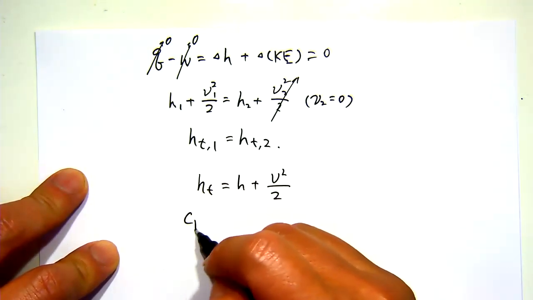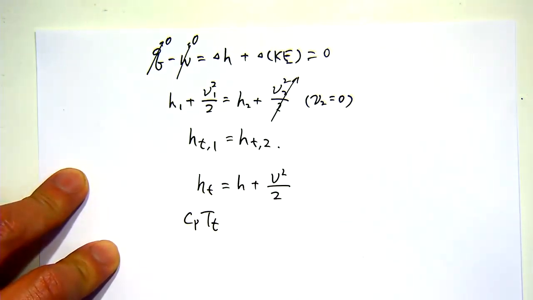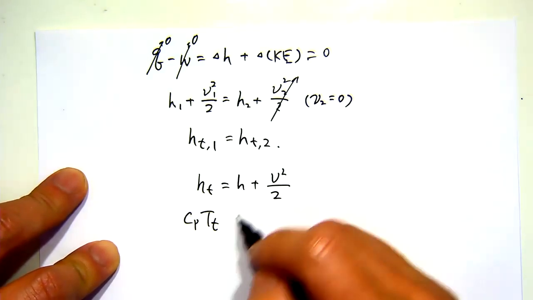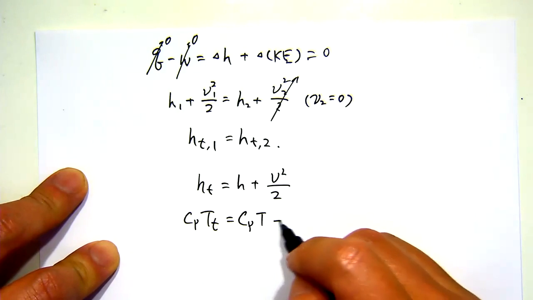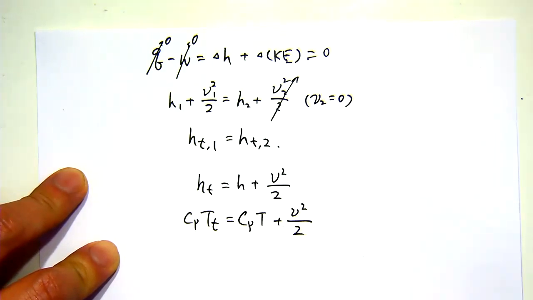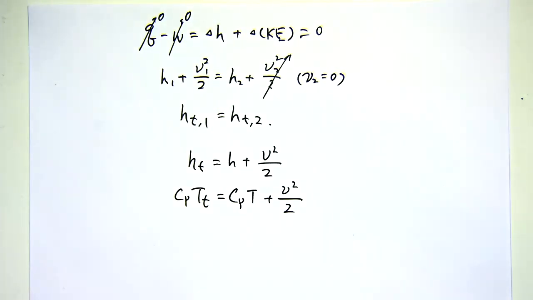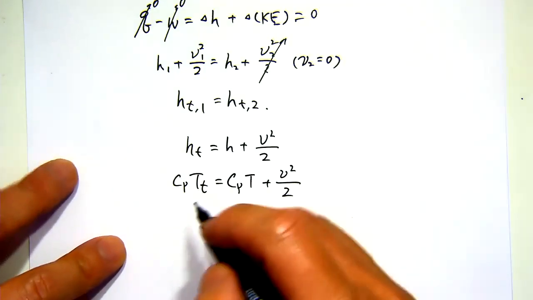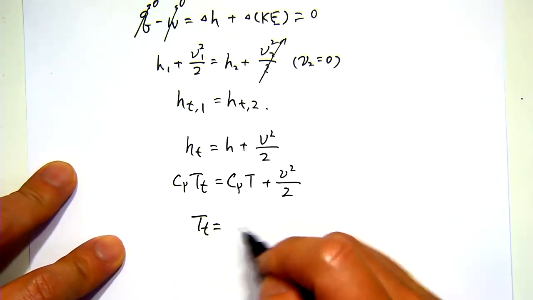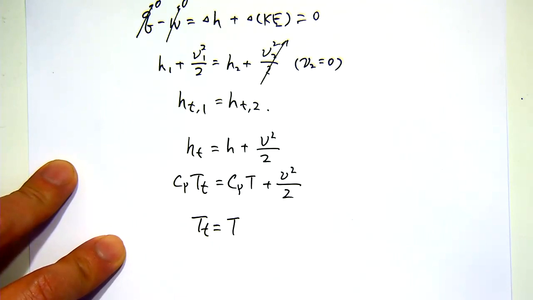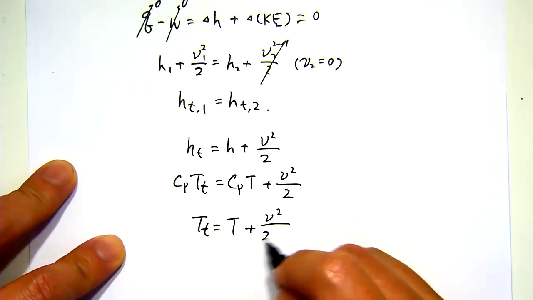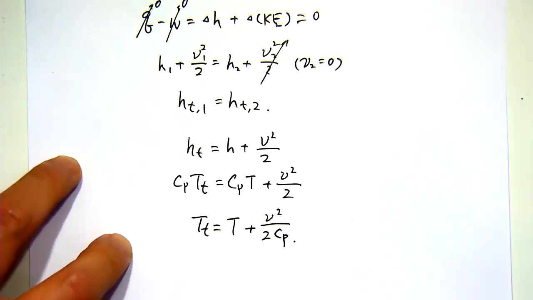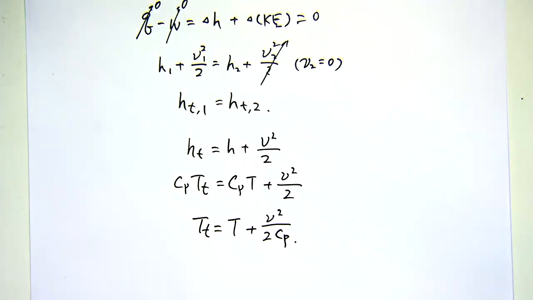If we have Cp times the stagnation temperature T_t, that can be written as Cp times the static temperature T plus V squared over 2. Right, so then we can determine the stagnation temperature: that's the static temperature plus V squared over 2Cp, directly related to the enthalpy relation.